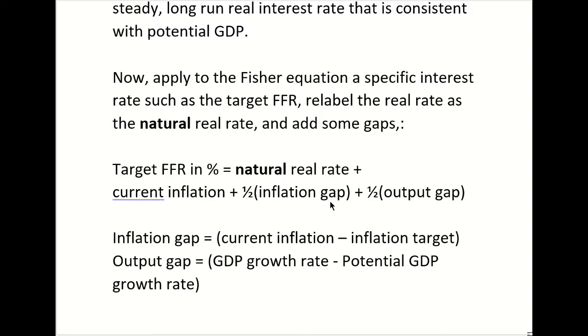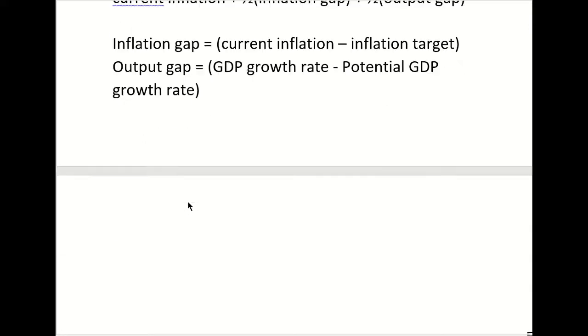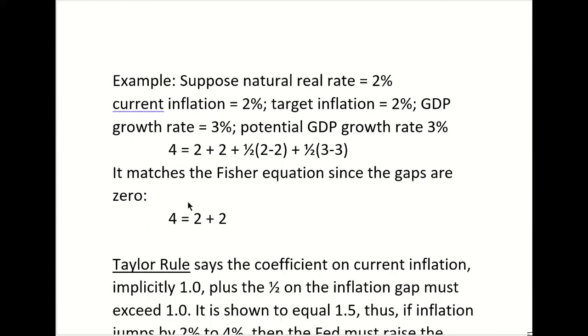So in the long run, this inflation gap and this output gap are zero, which means these two terms just wash away. And then what we're left with is something that looks a lot like the Fisher equation. It means that the target Fed funds rate is equal to the natural real rate plus the current inflation rate. So when we're in a long-run equilibrium, these gaps disappear and the target Fed funds rate is going to equal the natural real rate and the current inflation rate. It's probably best to show you an example. So here we have a numerical example.